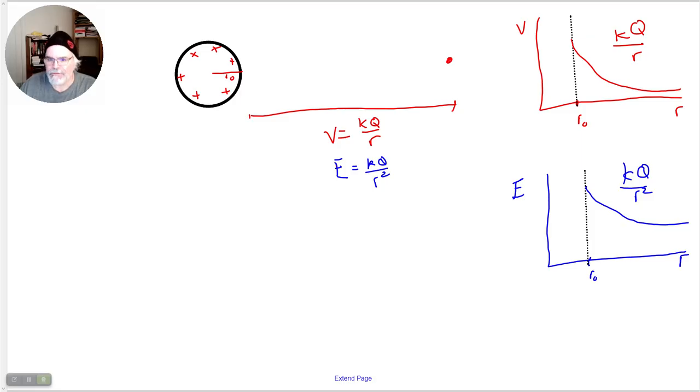Okay. Now, let's talk about the field and the potential at the surface of the sphere. The electric field at the surface of the sphere, right at R naught, will just be KQ over R naught squared, right, which is just this value right here. Fantastic.